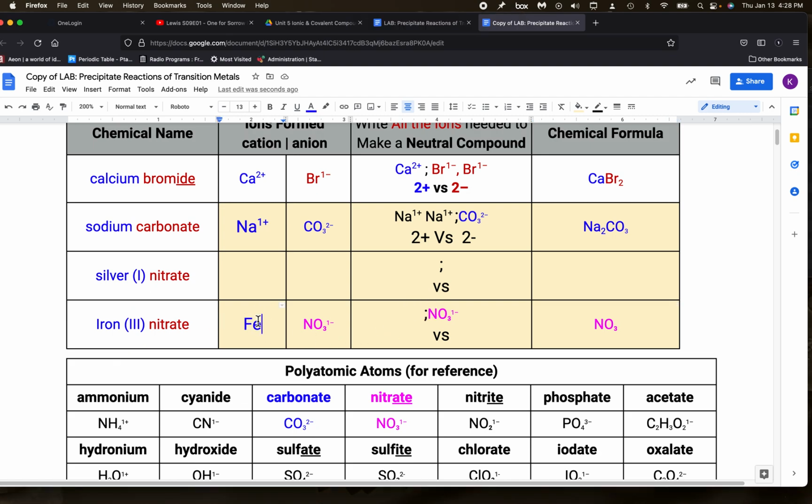Control period to go up, copy that, paste it. And again, my largest number is 3 plus, so I need a 3 minus. It could also be 6 minus or 9 minus, depending on the ions I have. But this will work perfect because this represents a single minus charge. Copy, paste, paste. So now I have 3 minuses.